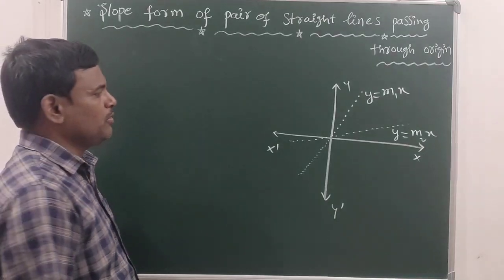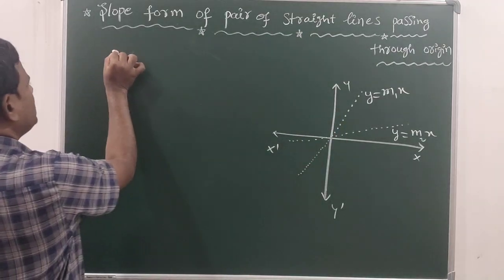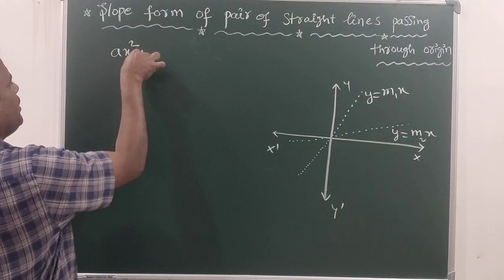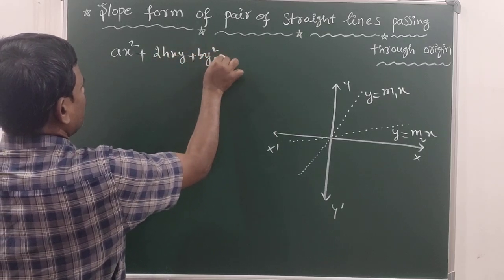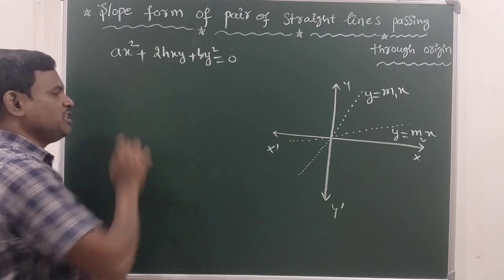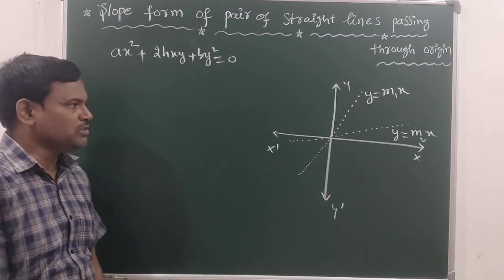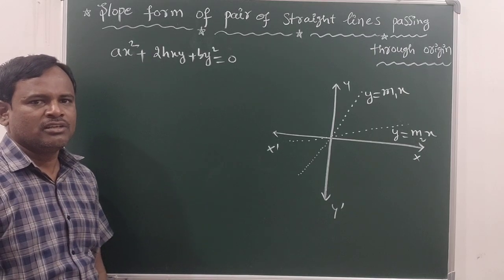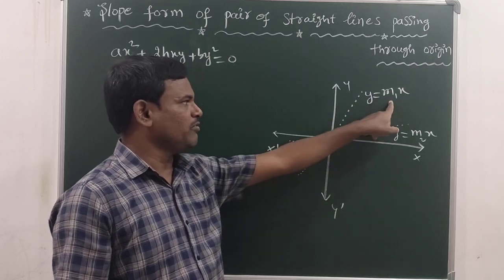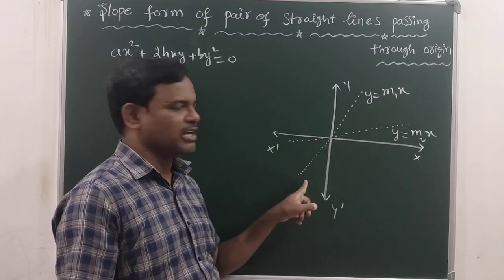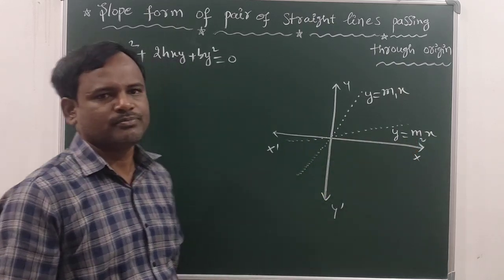But as you people know that pair of straight lines passing through the origin will be in this form: ax square plus 2hxy plus by square equal to 0. It is a homogeneous equation which contains two line equations which are passing through the origin. But here I have taken those two line equations as y equal to m1x, where m1 is the slope of this line, and this is y equal to m2x. m2 is the slope of this line.